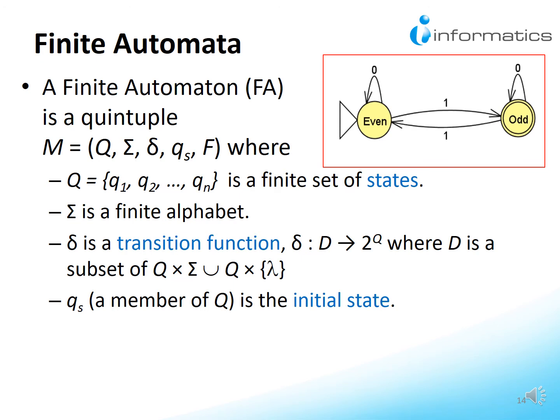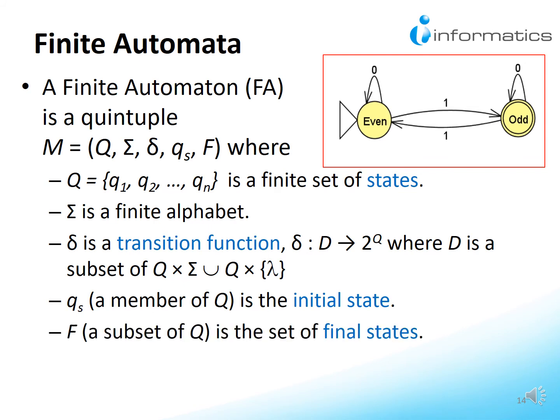Qs is the initial state. In this particular case, Qs is even. F is the set of final states, and in this case, odd is one of the final states. Note that there can be many final states, but only one initial state.